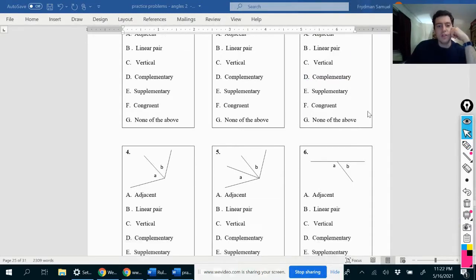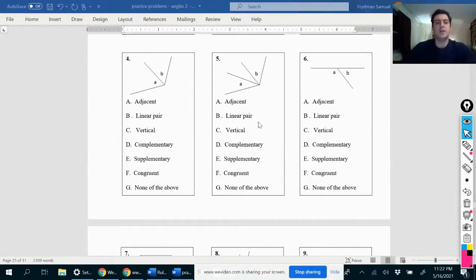Okay, let's do 3 more examples here. These angles share a common side and a common vertex. They are adjacent. They are not a linear pair. This is not a straight line. They are not vertical. There's nothing to indicate that they're complementary.